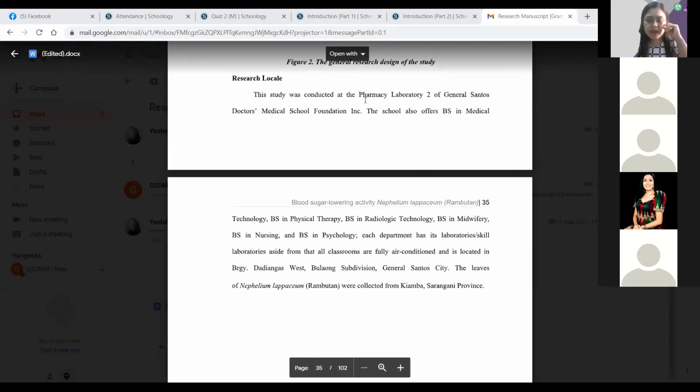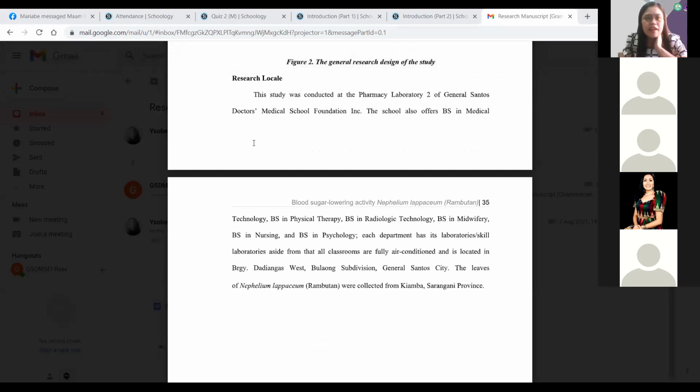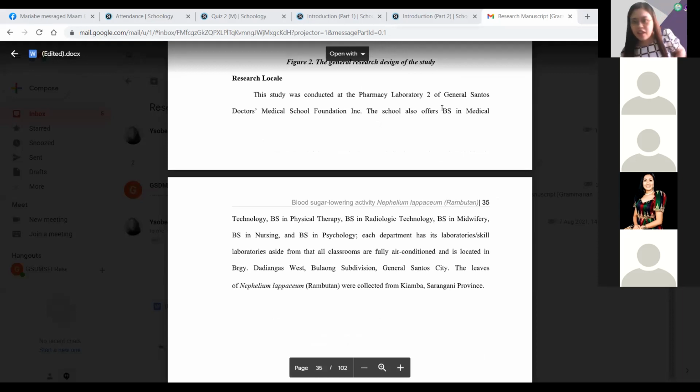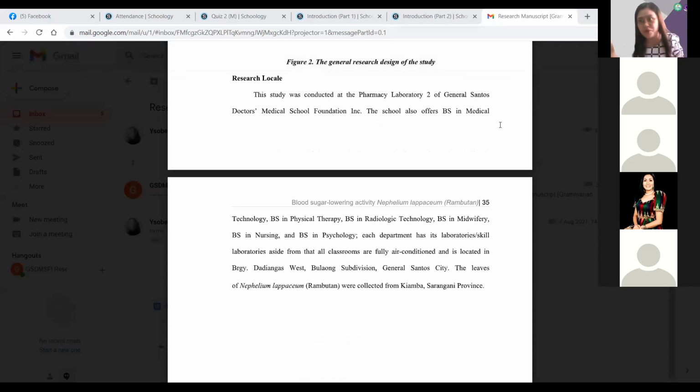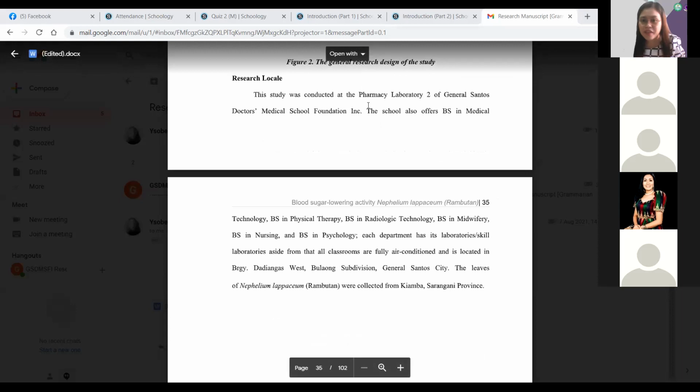This study was conducted. Was, kay human naman niya, pero ang inyuha naka-future tense na tanan sa verb, kasi wala pa man mo na human og conduct. So this study will be conducted at the Pharmacy Laboratory 2 of GSDMSFI. Depende sa inyo kung asa mo mag-conduct. Sa MedTech Lab, you have to be specific. So take note, wala lang siya nag-end nga sa doctors sila mag-conduct of study.